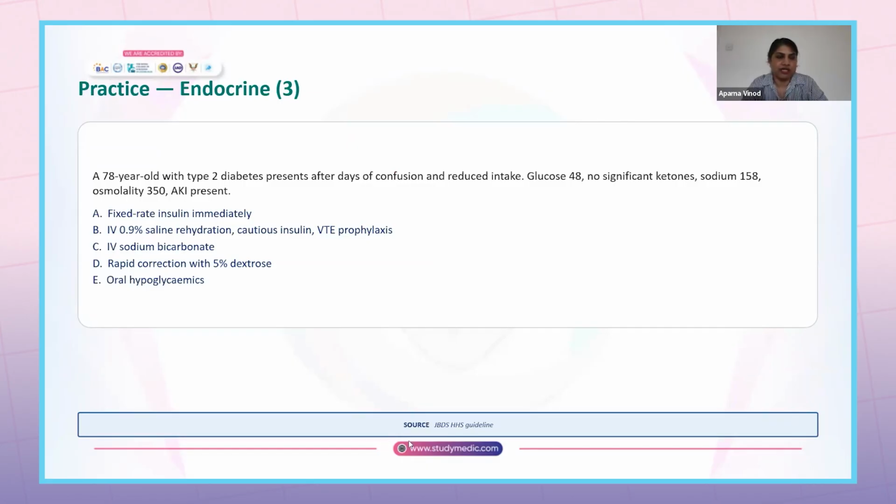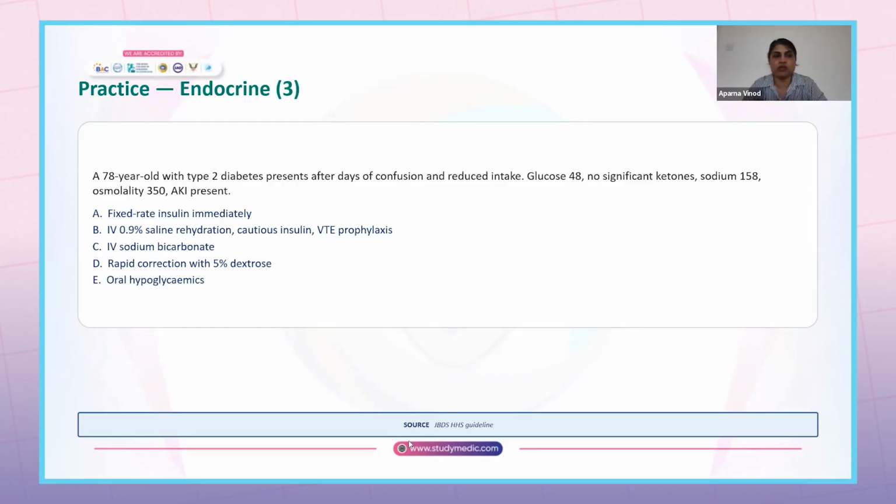Another practice question: a 78-year-old with type 2 diabetes presents after days of confusion and reduced oral intake. Glucose is 48, no significant ketones, sodium is 158, osmolality is 350, and the patient presents with AKI. So the picture is quite clear of HHS. Remember, when there is hypernatremia, the reason is always dehydration. The first reason is dehydration, second reason is dehydration, and the third reason also will be dehydration. That is because of hyperglycemia here.